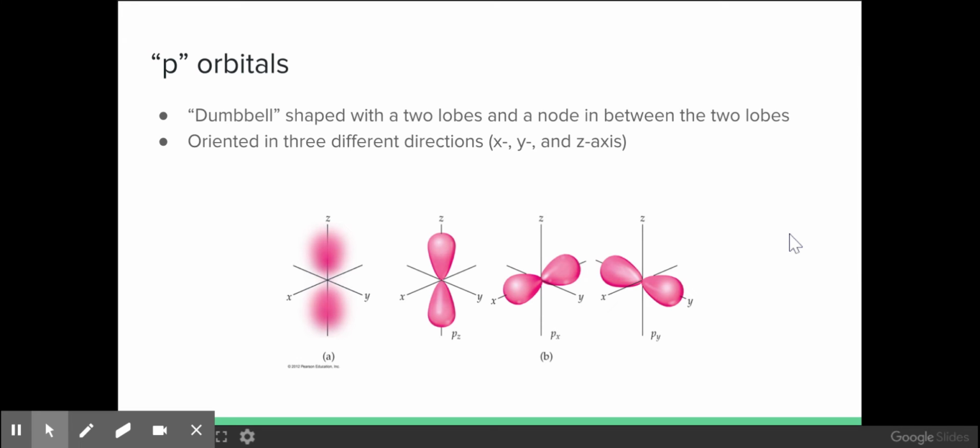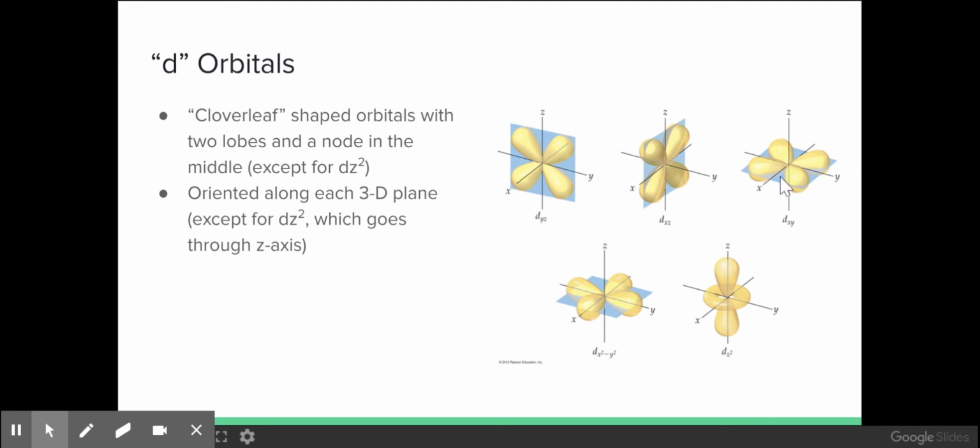P orbitals, on the other hand, come in three different orientations. One p orbital is oriented along the z-axis, one along the x, and one along the y, and all three of these exist within one single shell. They start in the 2p, so you can have 2p orbitals. There's no 1p. There's a 3p, there's a 4p, so on and so forth. But in a given energy level, you can have electrons sitting in three different orientations along the x, y, and z axis. D orbitals come in sets of 5, and they have a cloverleaf shape.